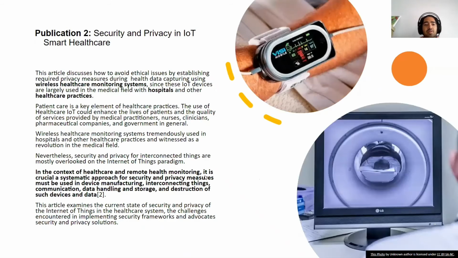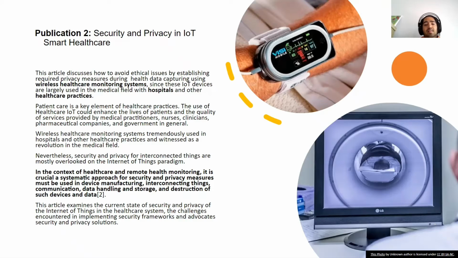Then I move to publication 2. It's also related to healthcare, but it's a different aspect. We have mainly discussed the wireless healthcare monitoring systems. These are available in hospitals. A lot of these are Internet of Things, integrated with health systems. So here, a lot of things are measuring the human body. Sometimes you see MRI scans, heart rate trackers, glucometers, and a lot of other advanced scanning things also.